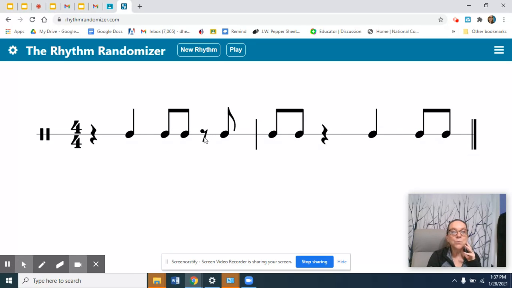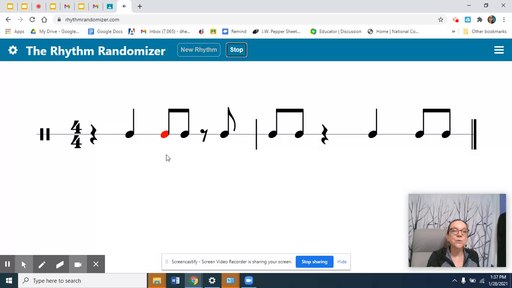All right, this one only has one of them right here, but before we even count it out, I want you to figure out if this is on the and or if this is on the number. Is this on the and or on the number? You look at it, figure it out before we even try to count this out. Okay, I think you have it. All right, so I'm going to play it. I'm not even going to count it out loud. I'm going to play it first. So that should have helped you tell whether this is on the number or on the and. I'm going to do it one more time. This time I'm going to count along with it.